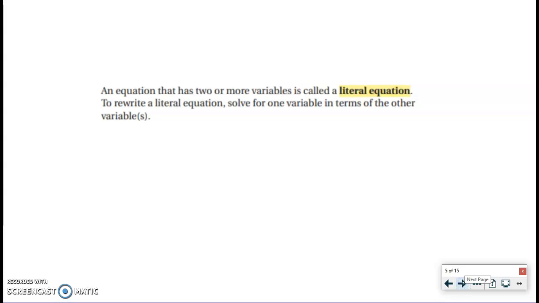So it says an equation that has two or more variables is called a literal equation. To rewrite a literal equation, solve for one variable in terms of the other variables. So it's not like I'm going to get, okay, A equals 6. We want to just rewrite the equation, in the case of this one, in terms of R.